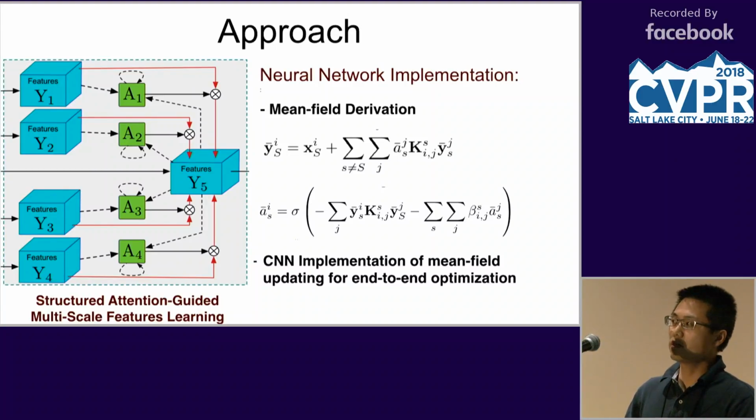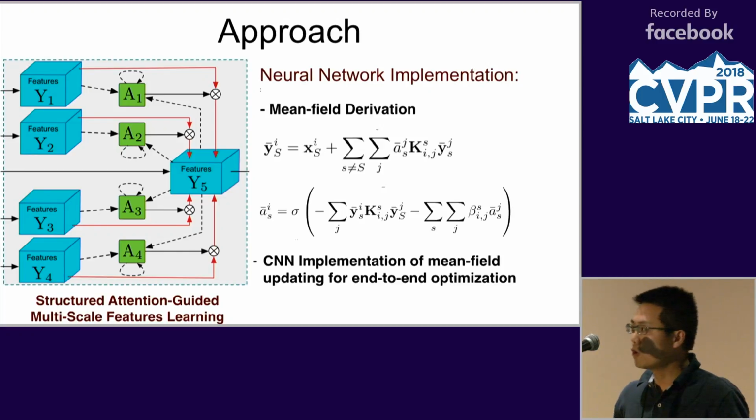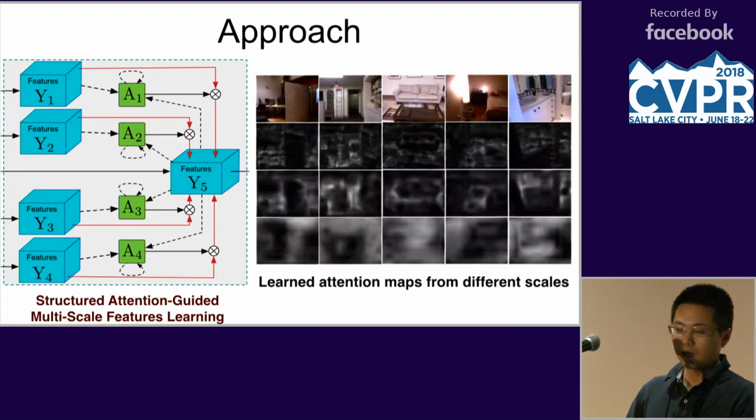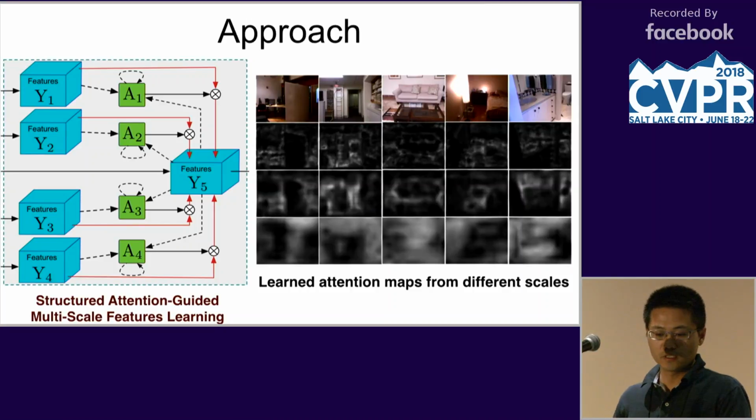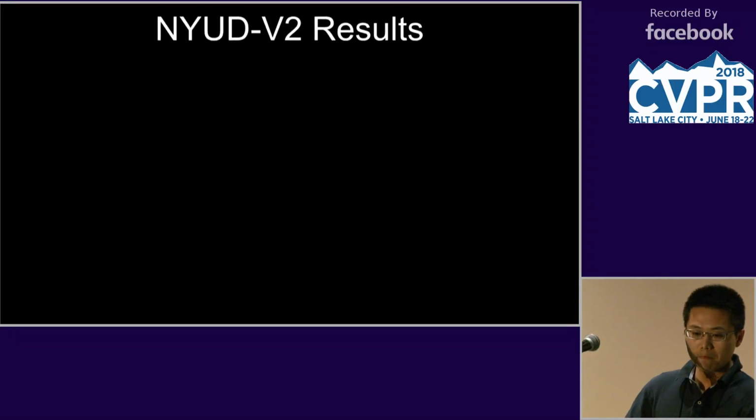So we approximate the inference of the whole model. We approach the inference of the CF model with a mean field theory, and iteratively perform the mean field updating for the latent feature variables and the latent attention variables. The whole model is implemented in CNN to enable end-to-end optimization. The attention maps are learned. The attention maps learned from different scales show significant spatial variance.